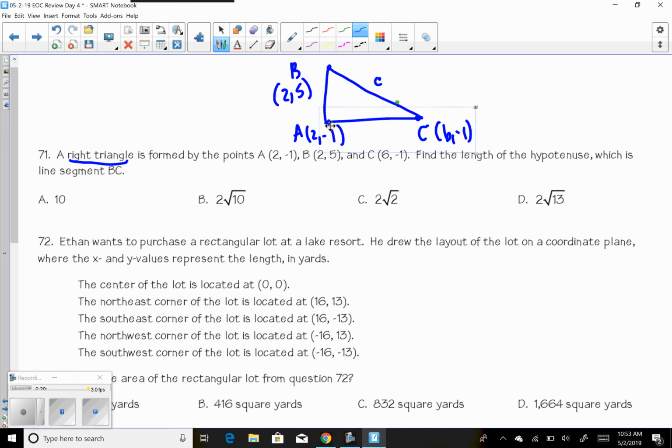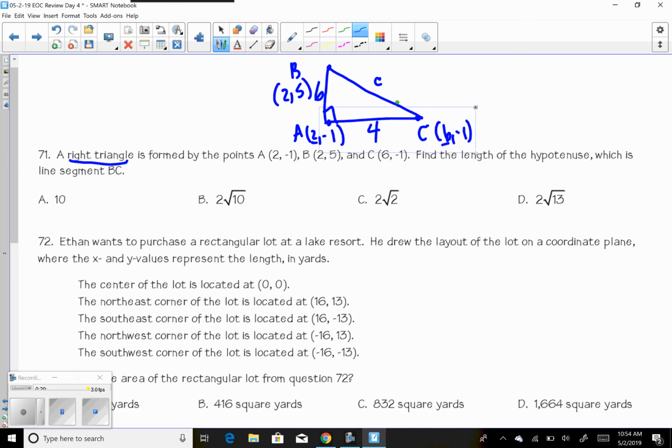So if I'm going from 2, -1 up to 2, 5, my y's are changing. What's the distance here? From -1 up to 5, you could count that. That's a distance of 6, right? And from here, from A to C, the change here happens in the x values. If I go from 2 to 6, that distance is 4, okay? If you can't do this, you do distance formula from B to C, okay?